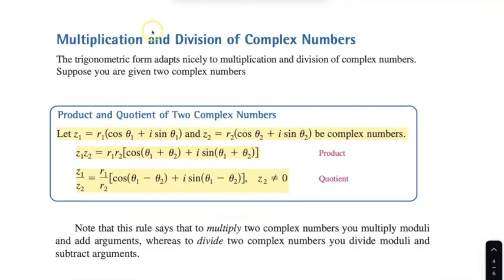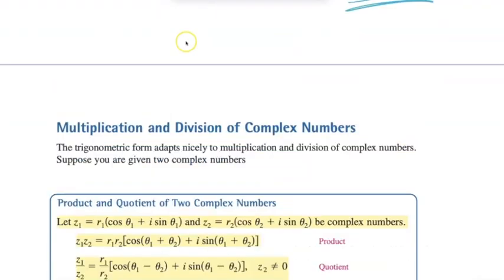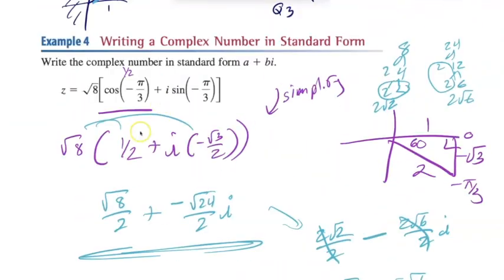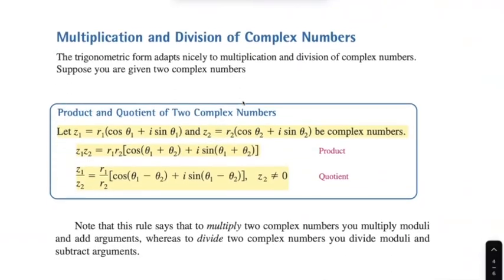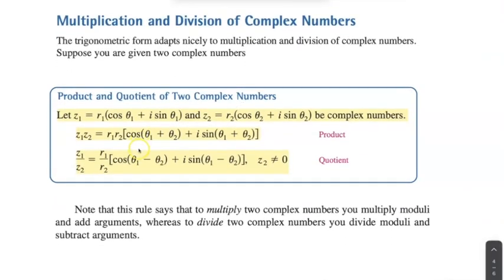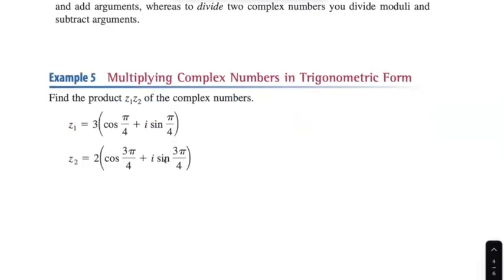Multiplying and dividing complex numbers. Now, you might be like, why do I have complex numbers in trig form? What's the point? This is the point. It actually makes multiplying and dividing super easy when it's in trig form. When you have to multiply, all you have to do is multiply the radiuses and add the angles. That's it. When you're dividing, you divide the radiuses and subtract the angles. That's all it is.